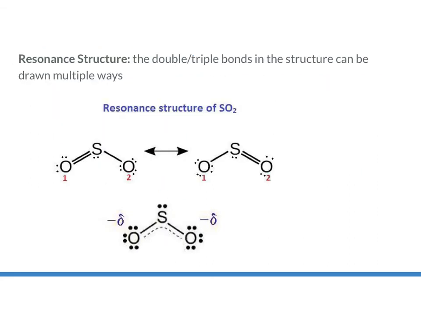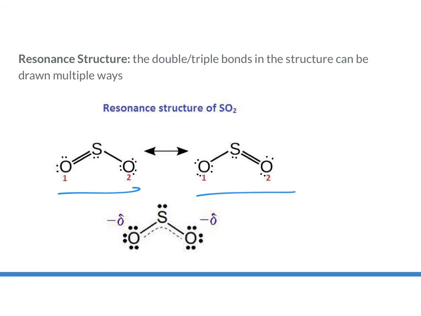Okay, so sometimes when you are drawing double and triple bonds in the structure, they can be drawn multiple ways. So remember that we borrowed that lone pair, we took it from the oxygen to make that double bond with sulfur. I could have easily taken a lone pair from the other oxygen and made a double bond with that oxygen and sulfur. So it really didn't matter where those electrons came from to make the double bond, and we call that a resonance structure. So when you can make more than one structure, or it can be drawn multiple ways, I could have drawn it like this, or I could have drawn it like this.